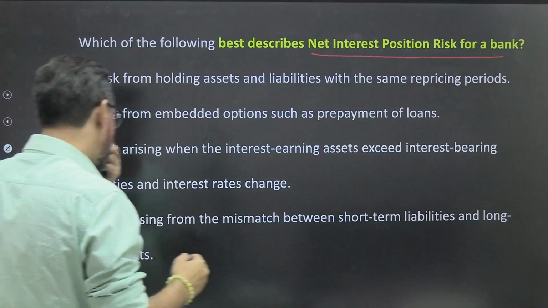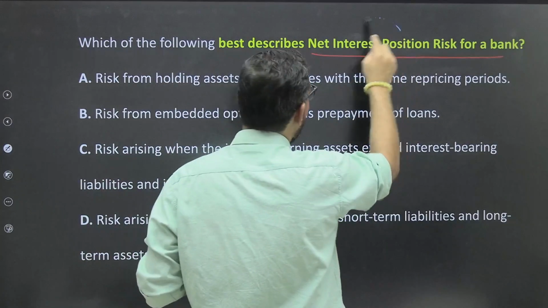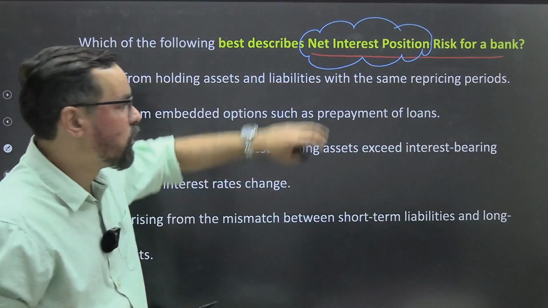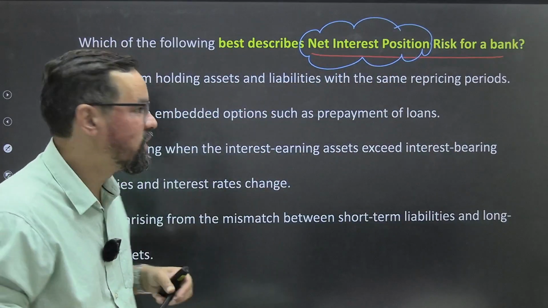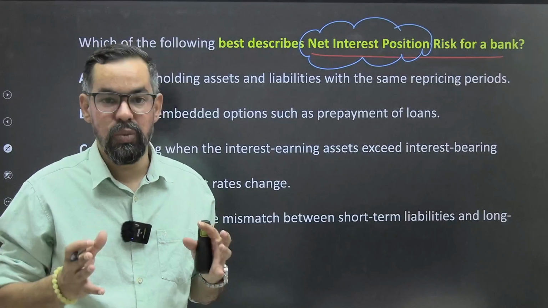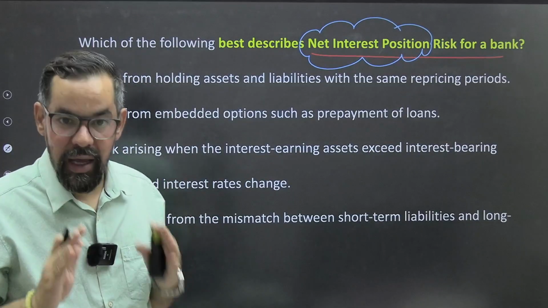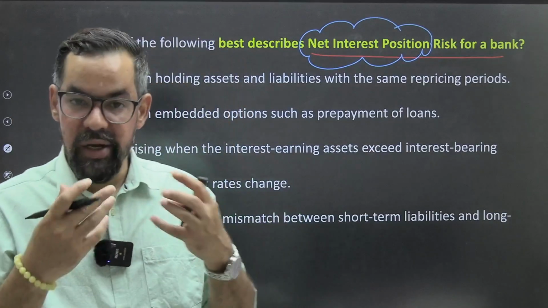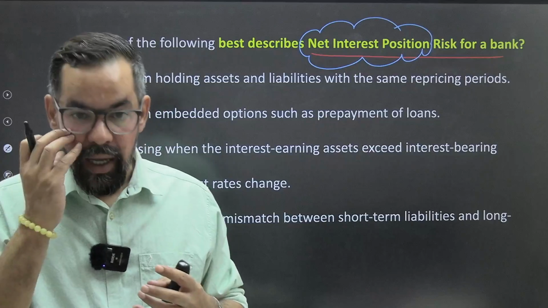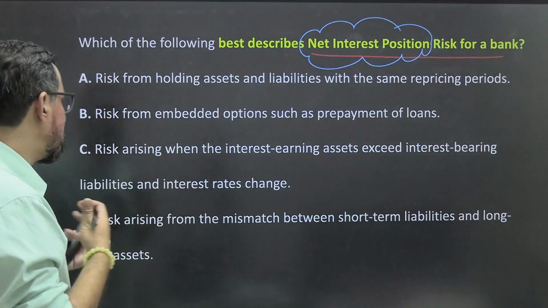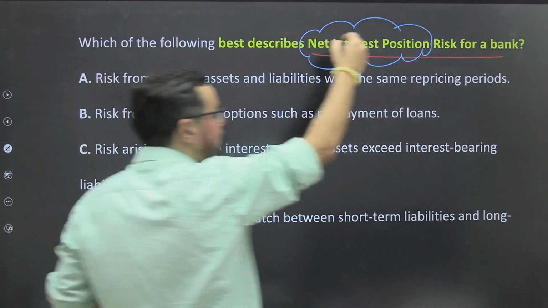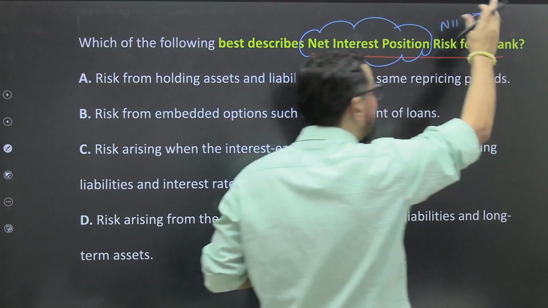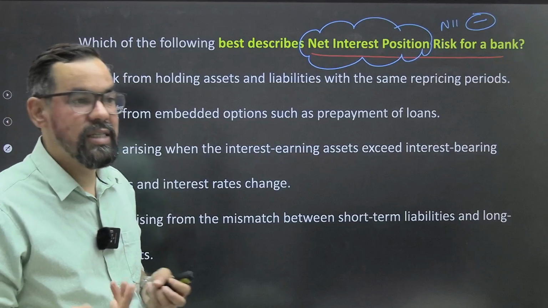I hope everybody knows about the net interest position. First you have to build your understanding of this, then later on we'll talk about the risk. Whenever we talk about net interest position, it is linked with NII, net interest income. How do we calculate NII? It is interest inflow minus interest outflows. Risk is basically when there is some adverse impact on NII.